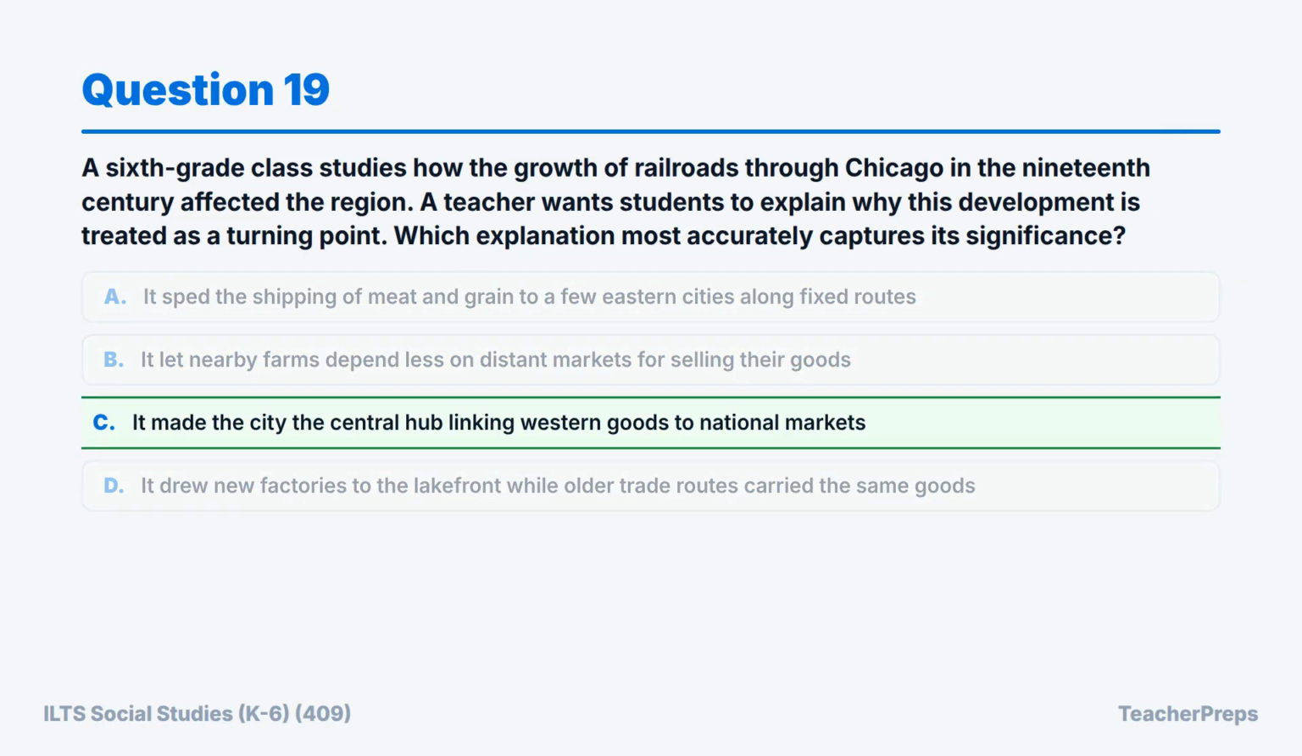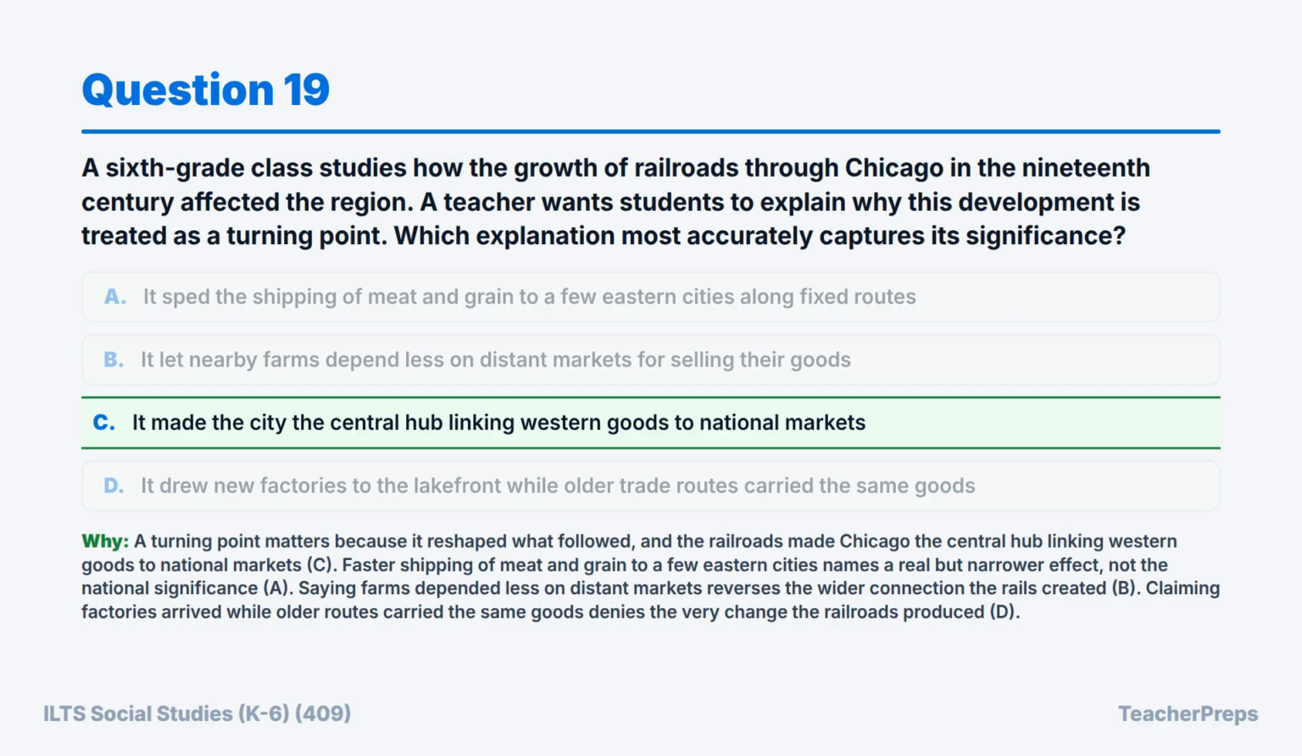The correct answer is C. It made the city the central hub linking Western goods to national markets. A turning point matters because it reshaped what followed, and the railroads made Chicago the central hub linking Western goods to national markets.